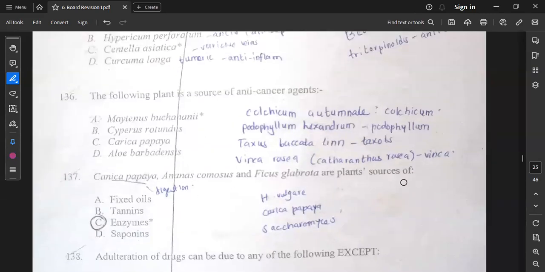Carica papaya, Ananas comosus, and Ficus glabrata are plant sources of what? I literally would have just reasoned with Carica papaya being used as a meat softener or something like that. Enzymes. Papain, yes. Papain. Literally, that is the only thing I would have thought about. Okay.